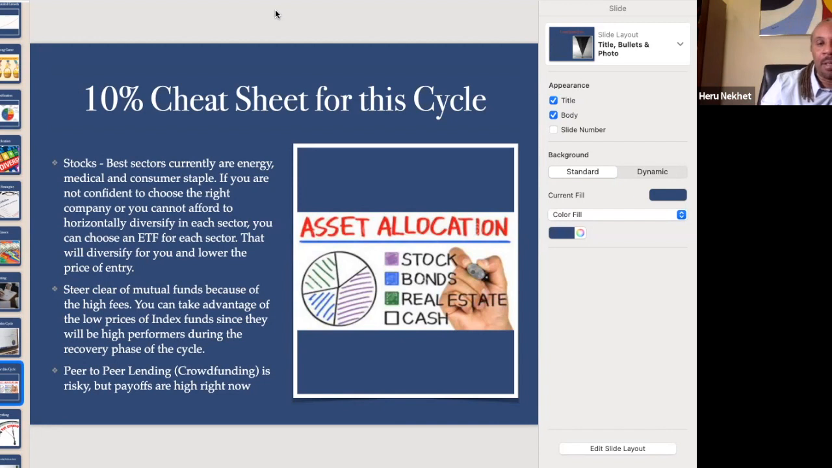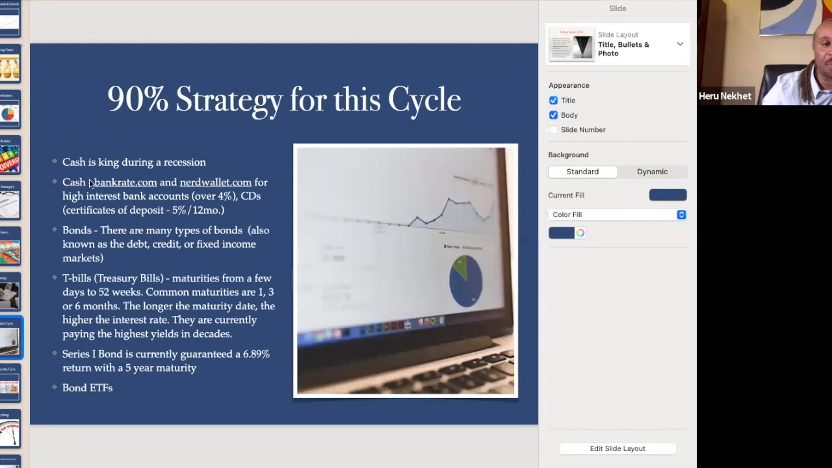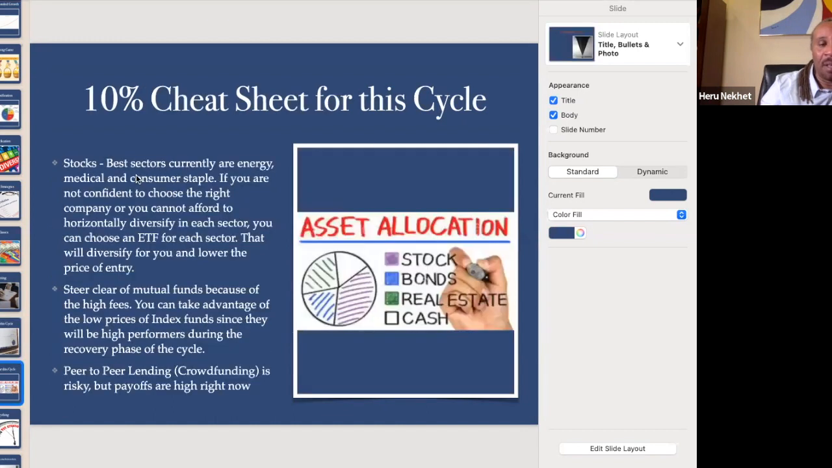So that's the cheat sheet. If we go back really quickly, cheat sheet, cash. So we want high interest savings, high interest CDs, high interest bonds. You can do the bond ETF to spread it out. Stocks, we're going to stay in particular sectors. We're going to try to do ETFs for now. Stay away from mutual funds. Dabble a little bit in the index funds. Peer lending, you can play with it a little bit, but that's really a small portion of your 10%.